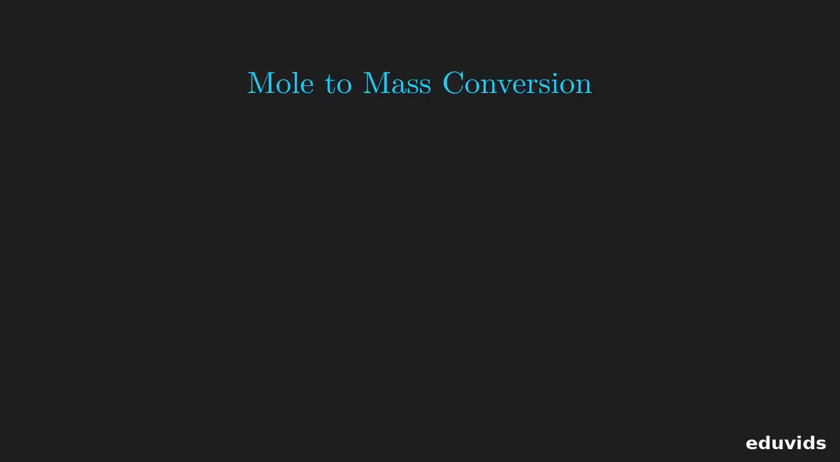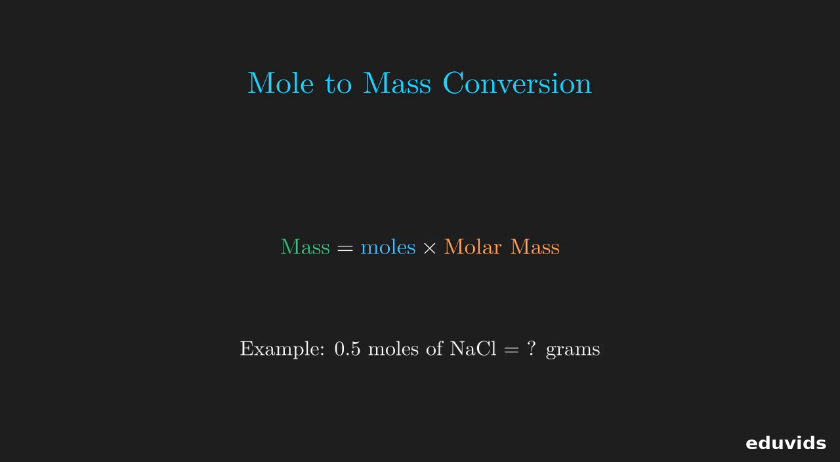Now, we can use molar mass to convert between moles and the actual mass of a substance. To find the mass, you multiply the number of moles by the molar mass of that substance. Let's calculate the mass of 0.5 moles of sodium chloride. The molar mass of sodium chloride is approximately 58.5 grams per mole. Multiplying 0.5 moles by 58.5 grams per mole gives us 29.25 grams of sodium chloride.